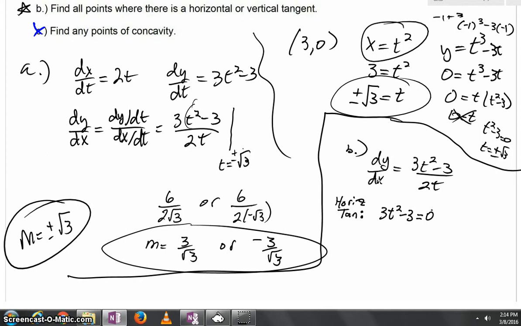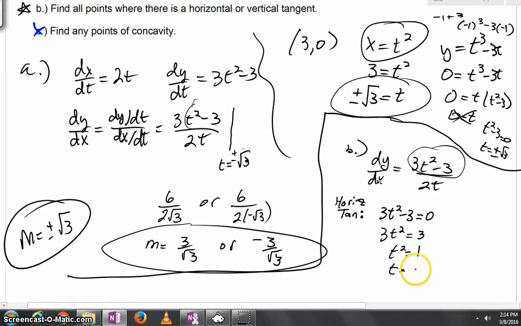But look, right here I've got this fraction though, and you can see very clearly that your top is going to be equal to 0. If you add a 3, divide by 3, you'd have t squared is equal to 1. And it won't take you all that long to solve to get t is equal to plus or minus 1. Checking when t is equal to plus or minus 1, you'll also see that your denominator would not be 0. So plugging in t equals 1 or t equals negative 1 makes the overall derivative 0.